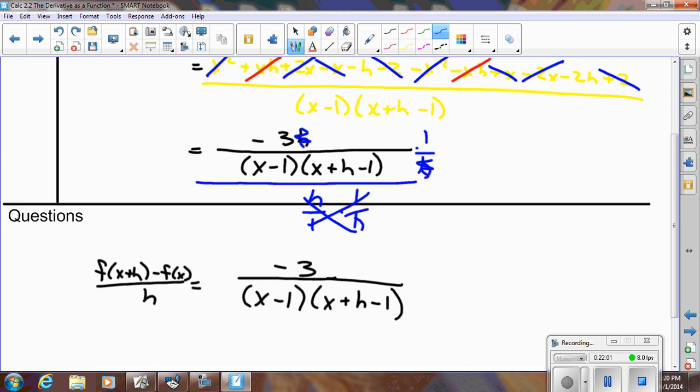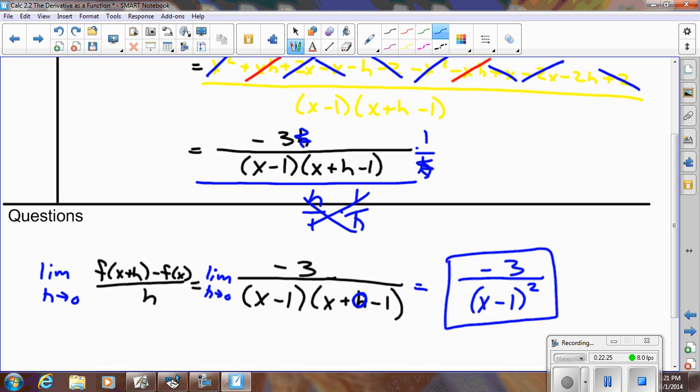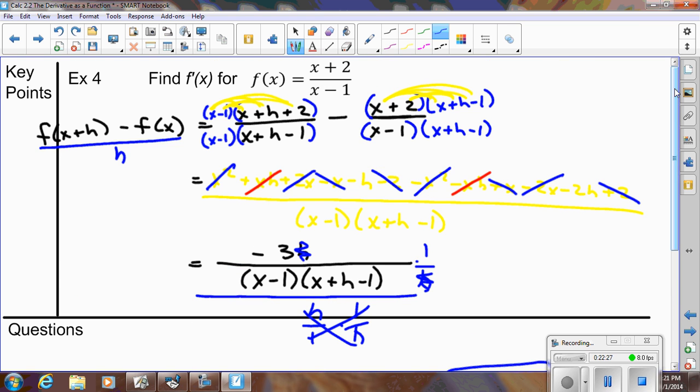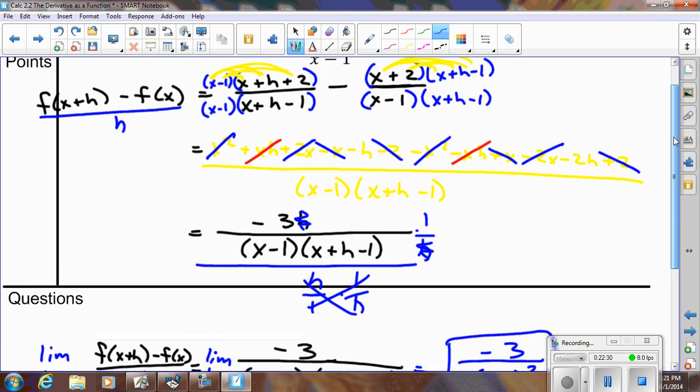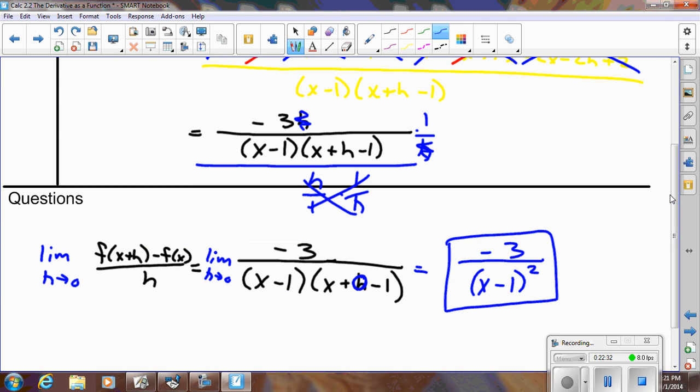In order to finish it off with the derivative, we have to take the limit as h approaches 0. Taking direct substitution, if h is equal to 0, that gives us negative 3 over x minus 1 quantity squared. And so there we go, we have our derivative. Yeah, a lot of work, a lot of algebra. Need to simplify the difference quotient and then take a limit.